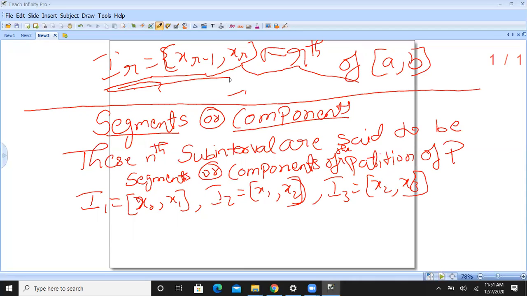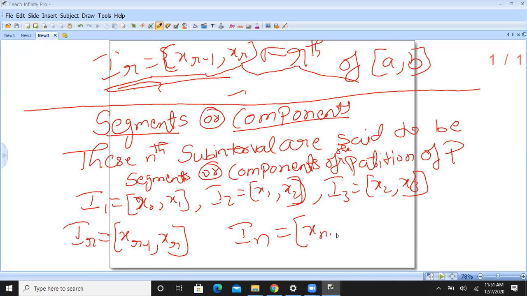How do you write the rth subinterval? IR is equal to XR minus 1, XR. This is the rth subinterval of a, b. And lastly we write the nth subinterval as xn minus 1, xn. This is the nth subinterval.